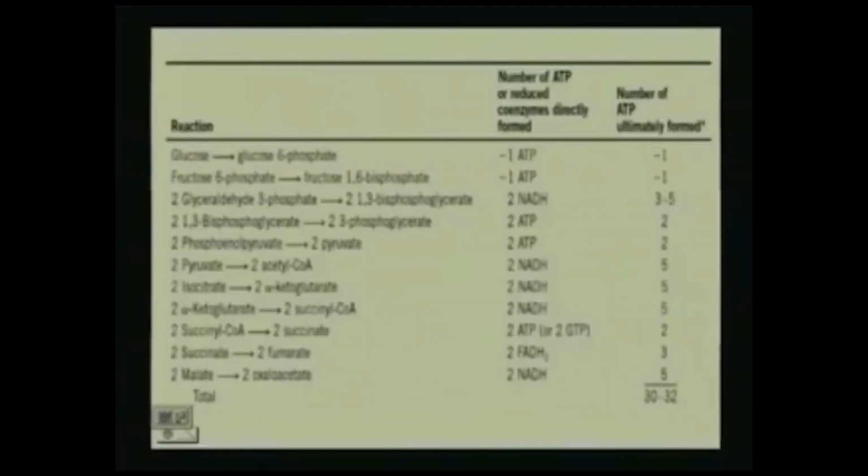Then this is actually the whole balance sheet. We have the number of ATP or reduced coenzymes that are directly formed from each step and the number of ATP that are ultimately formed. So we have a count of exactly what we did, where we consider all the NADH, all the FADH2, all the possible ATP, and we finally got 32. They say 32 because they have considered this as 3 to 5, but 32 ATP is fine.